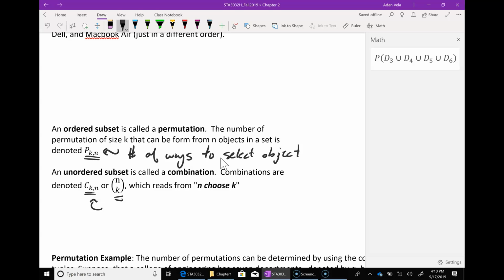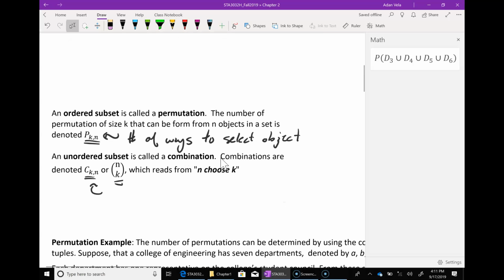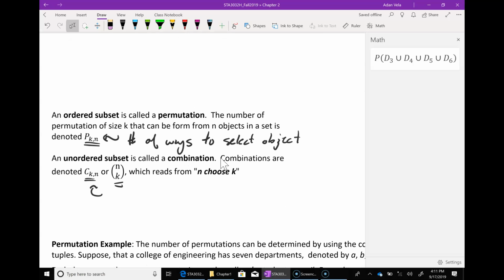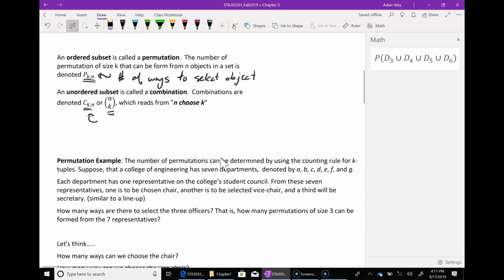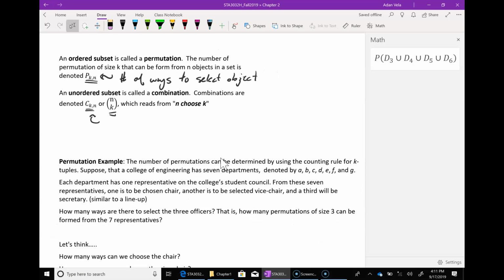So again, this P sub K,N corresponds to the number of ways you can select K objects out of N where the order matters. Right? Well, the C K,N is the number of combinations that you get from N choosing K items. God, I hate that. It's so backwards. All right, so I think now's a good time to stop because this is just going to get hairy.